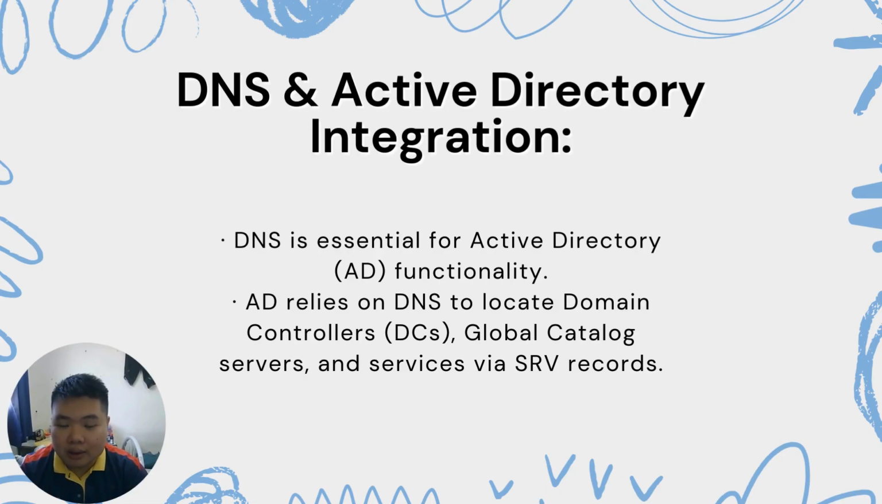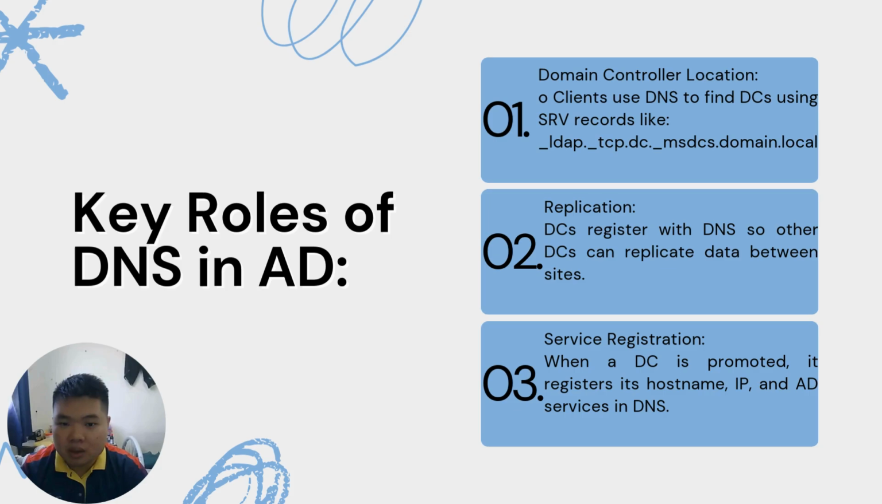So now let's move to the second answer. So here is the second answer: the key role of DNS in Active Directory. First, domain controller location. Clients use DNS to find a DC using SRV records like _ldap._tcp.dc._msdcs.domain.local. This is how clients find our DC.